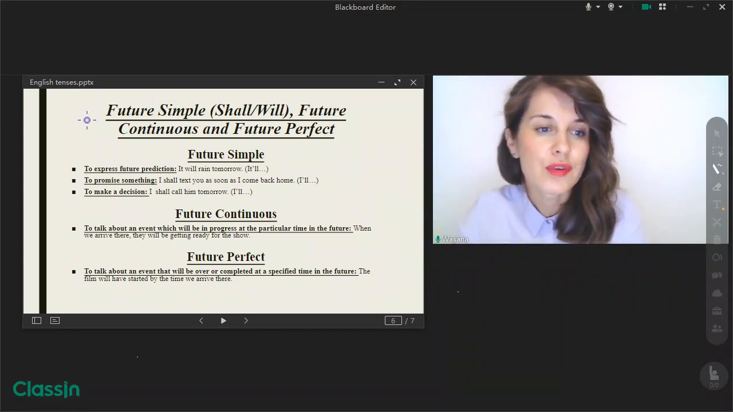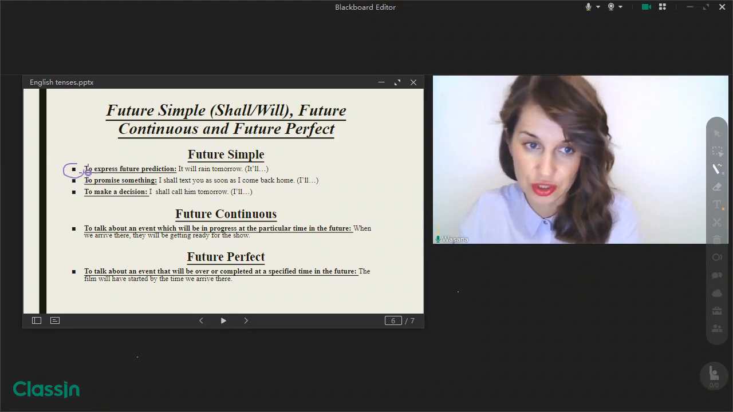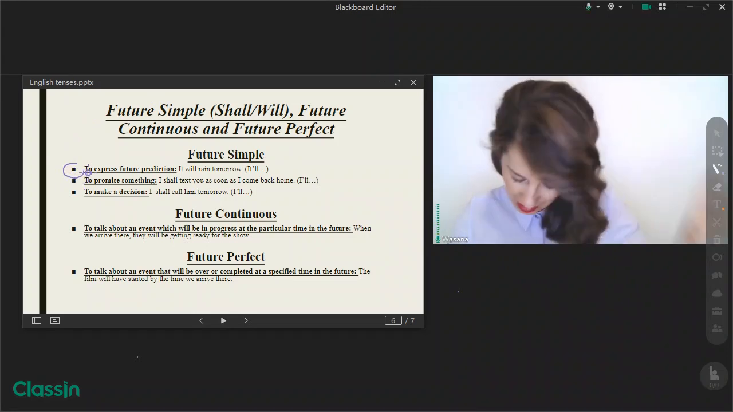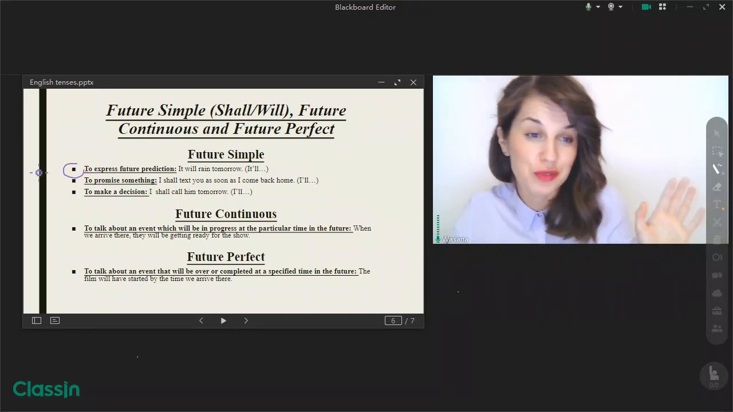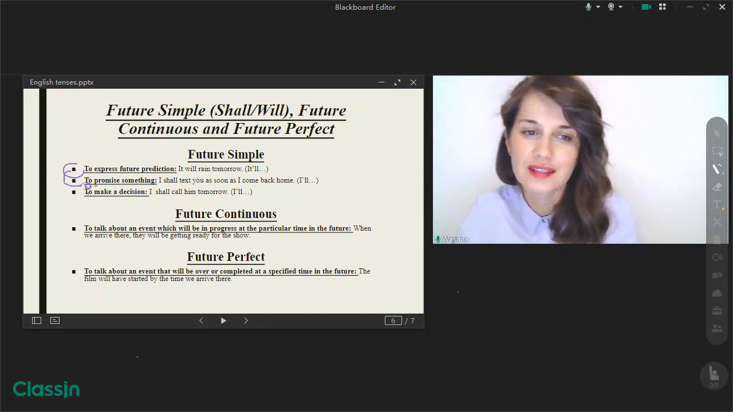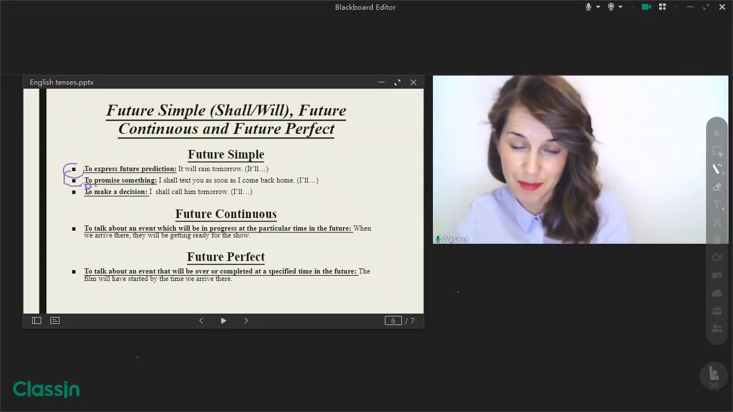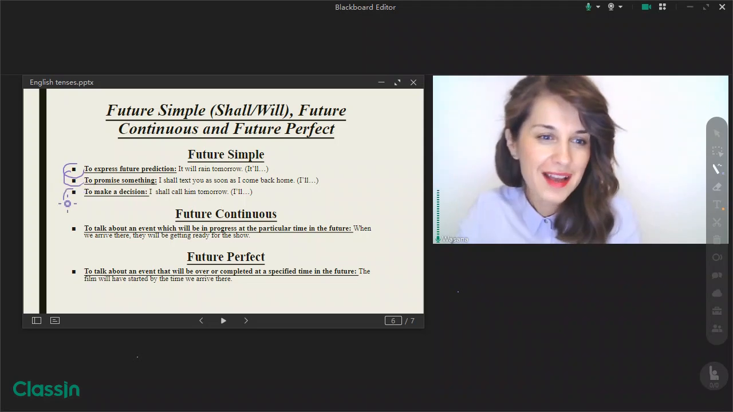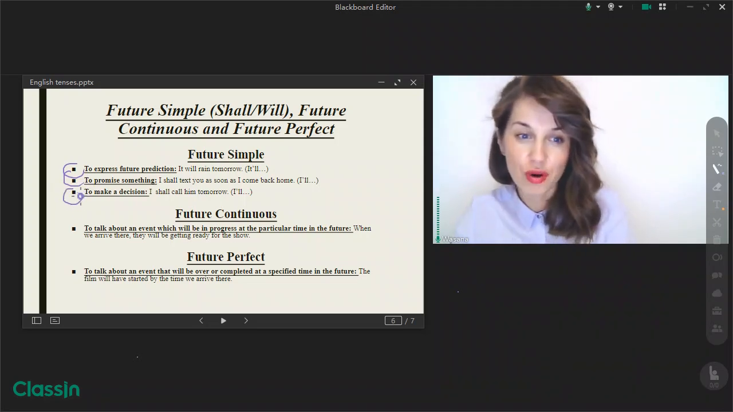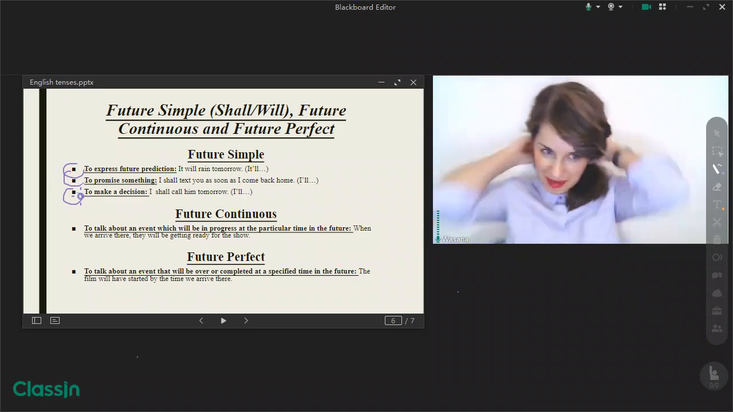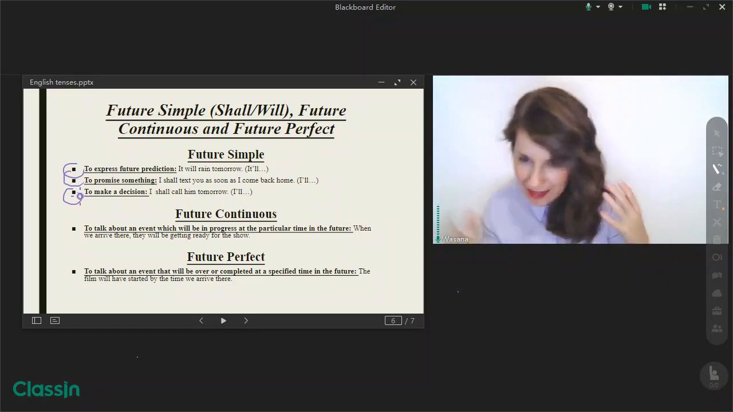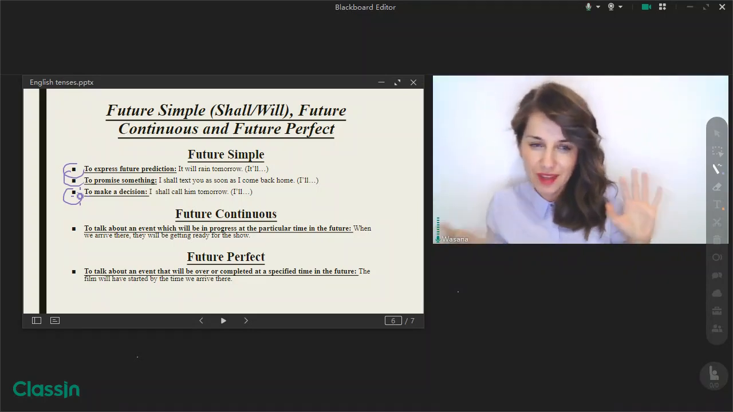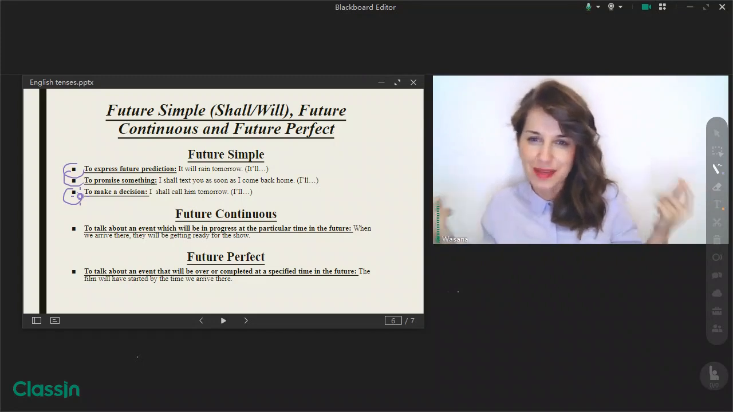Future simple. We use it to express future prediction. It will rain tomorrow. We don't have any evidence, but it's some kind of feeling or intuition. To promise something. I shall text you as soon as I come back home. We'll see about this. And to make a decision, I shall call him tomorrow. So future simple is used for making instant decisions. You know, you're not planning, you're not thinking carefully about these decisions. You make them just like that.